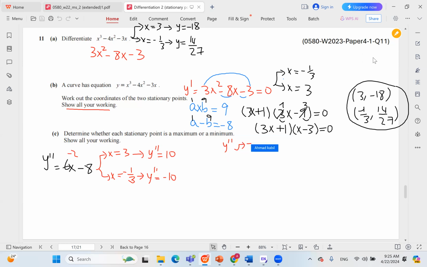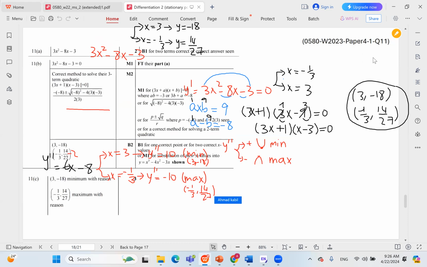If it's positive, we have a smiling curve, so we have minimum. If it's negative, we have a frowning curve, so we have maximum. So for the positive value of y double dash, this is a minimum. For the negative value, this is a maximum. So therefore, the point that corresponds to 3, which is basically 3 and -18, is a minimum. And for the maximum, -1/3, positive 14/27, this is a maximum point.